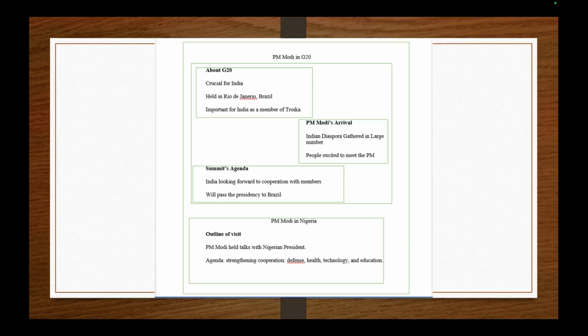Now, this was thematically the first part, and the second part talks about PM Modi in Nigeria. The outline of the visit was that PM Modi held talks with the Nigerian president and talked about cooperation in defense, health, technology, and education. Okay, so that's how you make notes in the boxing method.